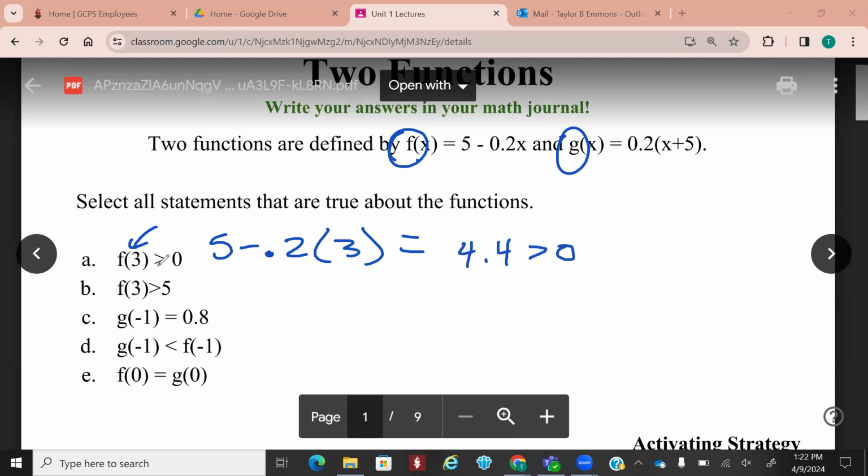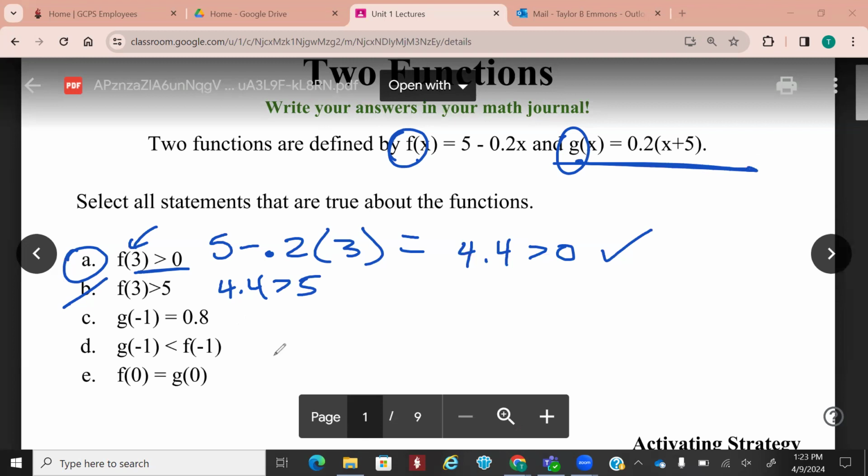Now, 4.4 is bigger than 0, because that's what this is saying. Yes, that's true, so we're going to circle it. Now, f of 3 is 4.4. We just found that up here. Is that bigger than 5? No.